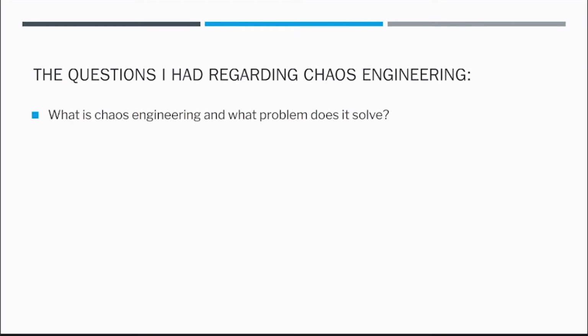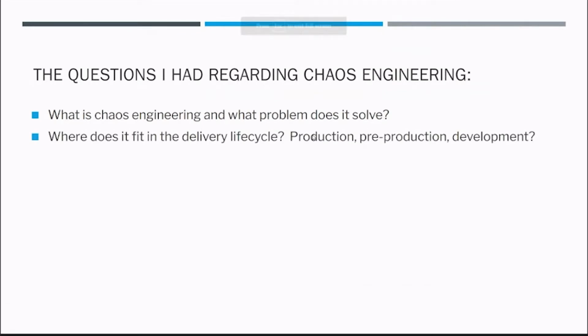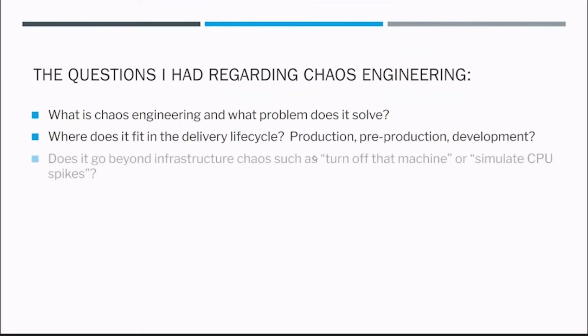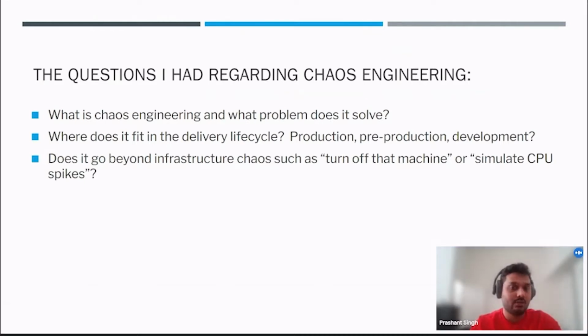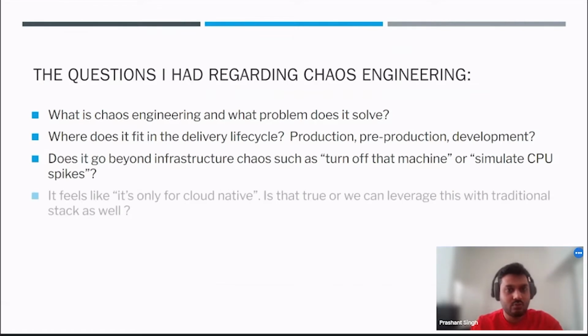The first one is obviously what is chaos engineering and what problem does it solve, and where does it fit in the delivery life cycle? Does it go beyond infrastructure chaos, such as turning off a machine and simulating CPU spikes, like the thing which me and Yes was discussing another day? Does chaos engineering just mean shutting down this machine and killing that process, or does it mean more than that? So I have pretty much these questions.